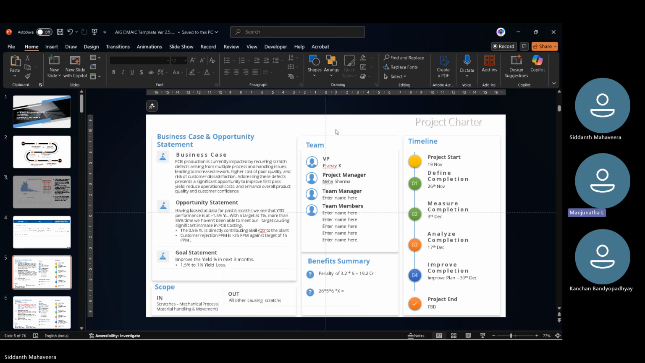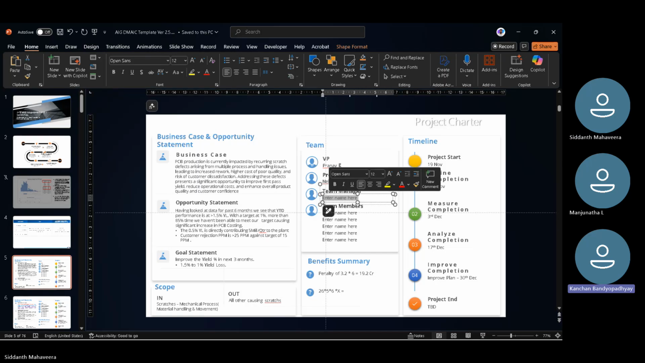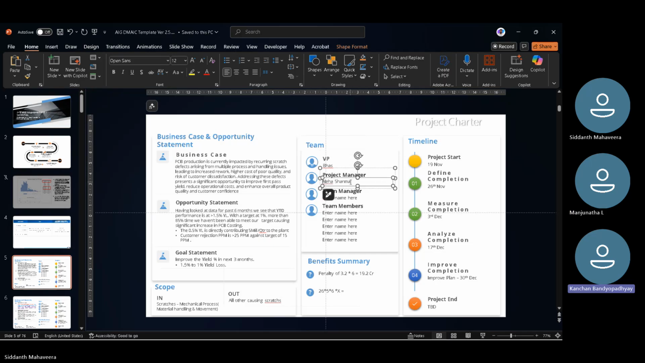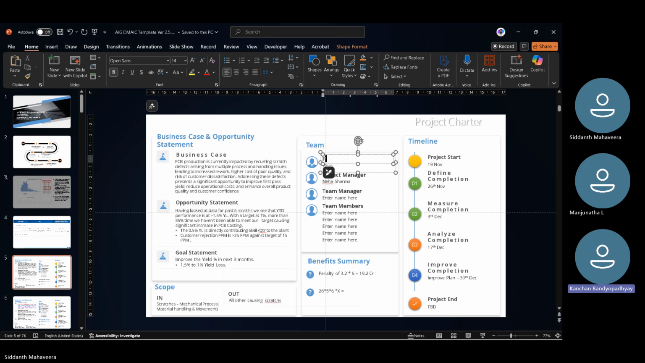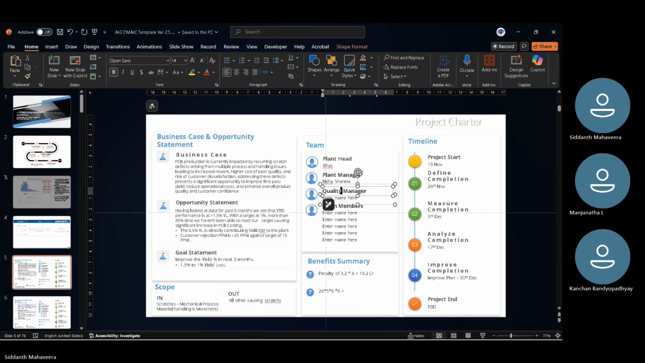But before that, sir told us to do the full complete project. Then the team, should we keep the same or change it? You can change it to XYZ or something. Instead of VP or something, the product head or your plant head, instead of naming, just mention the roles. VP, product head, plant head, the QA, plant manager, quality manager, quality team.